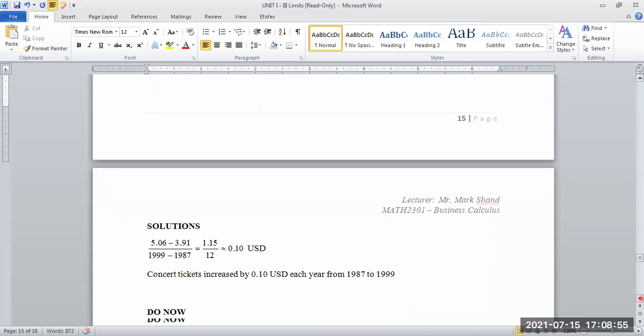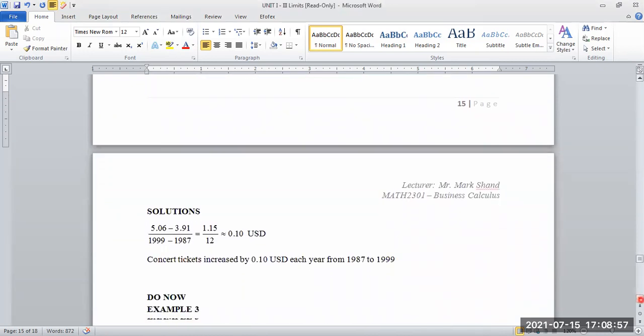So you divide the $1.15 by 12 now, isn't it? All right. So she is correct. What you do is take $5.06 minus 391 to give you 1.15, and then you have 1999 minus 1987 to give you 12. So you're going to have that 10 cents that you spoke about. Now, that's the average rate of change. So let us go to the question.